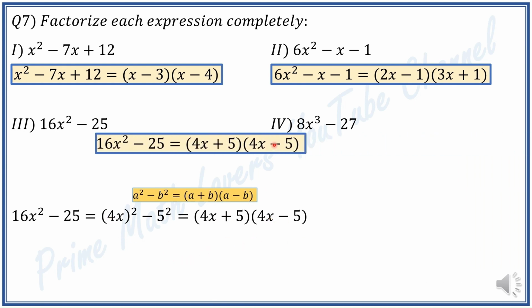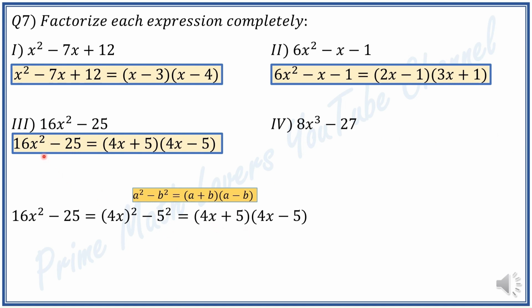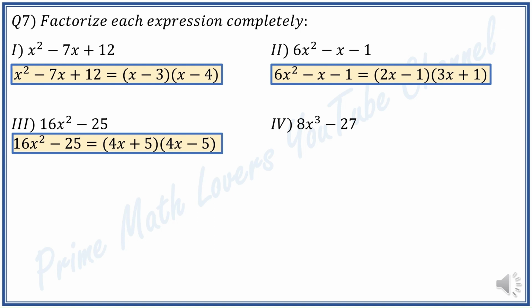So the third part is as simple as that. 16x squared minus 25 is equal to 4x plus 5 times 4x minus 5. Question 7, part 4. 8x cubed minus 27. For simplifying this expression, we use the difference of cubes identity, which states a cubed minus b cubed is equal to a minus b times a squared plus ab plus b squared.